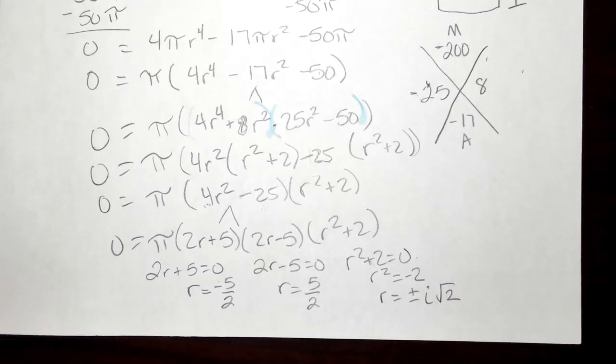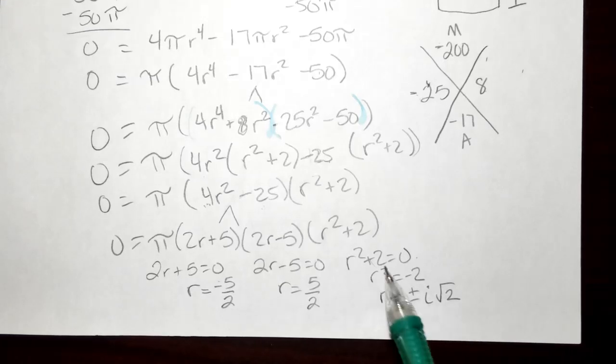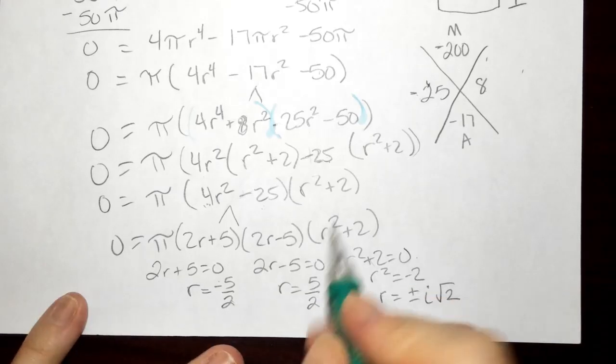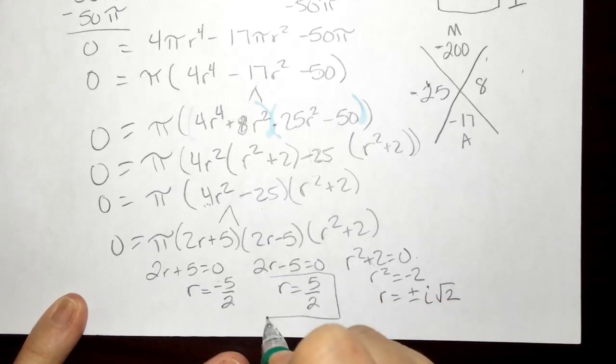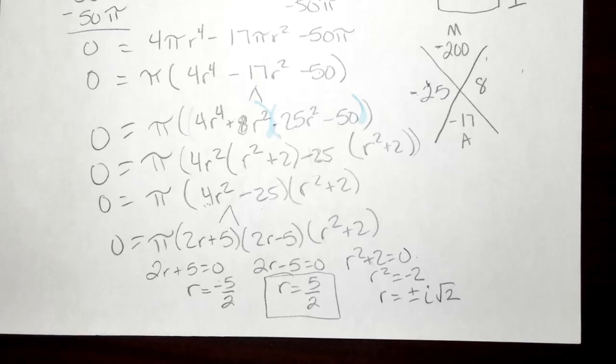All right, so we can only have positive real solutions, so we know that this is not going to be the case. This one is negative, so that's not going to be the case. So our only positive real solution is 5 halves.